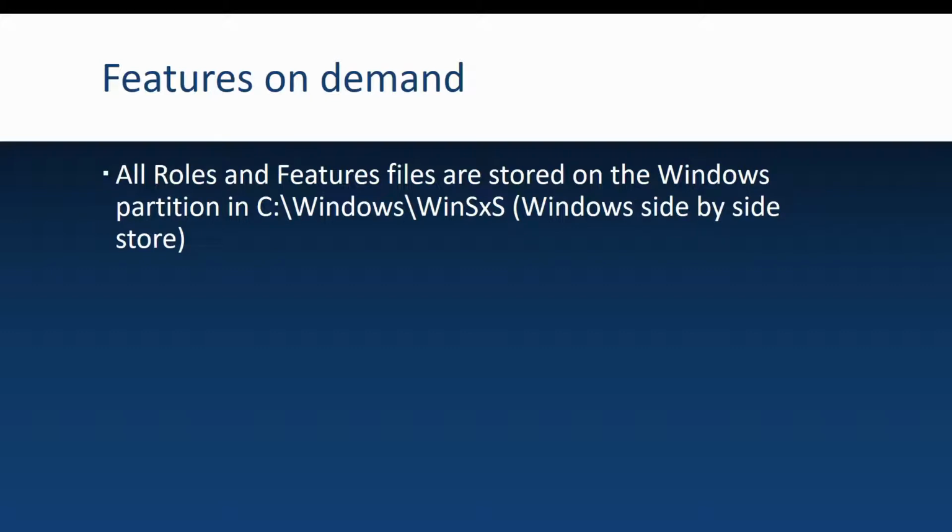All roles and features that you can install on Windows Server basically are formed from different binaries and other types of files. And for example, on a server that does not have DNS installed yet, you can install it easily, because all those binaries that are needed for DNS are actually kept on the C drive in a folder called WinSXS, or Windows Side-by-Side Store.